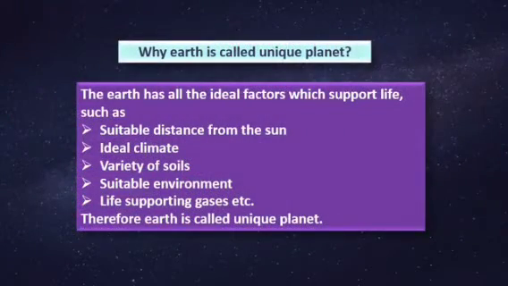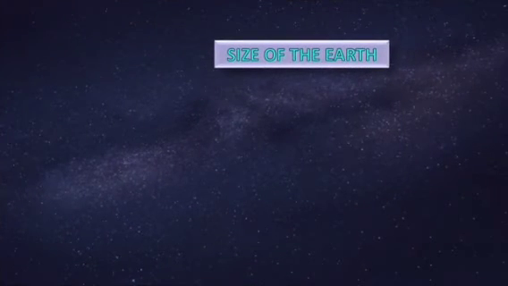Let us recall, children. Why is Earth called a unique planet? The Earth has all the ideal factors which support life, such as suitable distance from the sun, ideal climate, variety of soils, suitable environment, life-supporting gases, etc. Therefore, Earth is called a unique planet. You have understood the unique features of the Earth, isn't it?